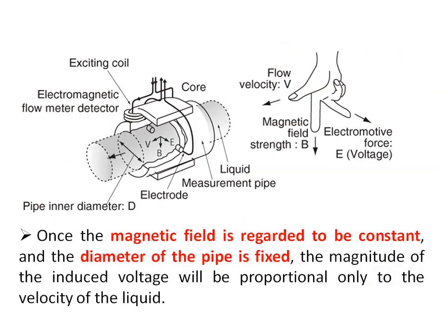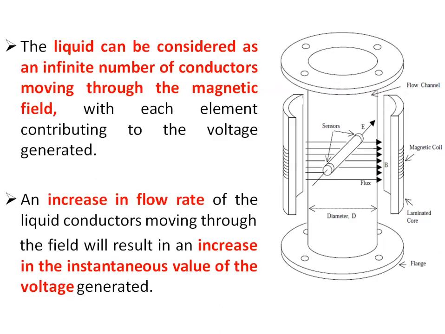This is a typical diagram of the electromagnetic flow meter. Here we can see the velocity of the moving fluid, the magnetic flux density B, and the induced EMF are perpendicular to each other. So once the magnetic field is fixed, that is constant, and the diameter of the pipe is fixed, the magnitude of the induced EMF is proportional to the velocity of the moving fluid.